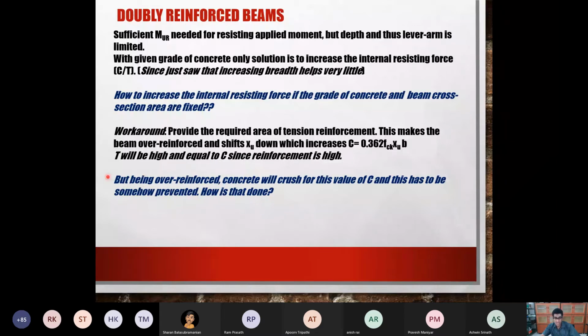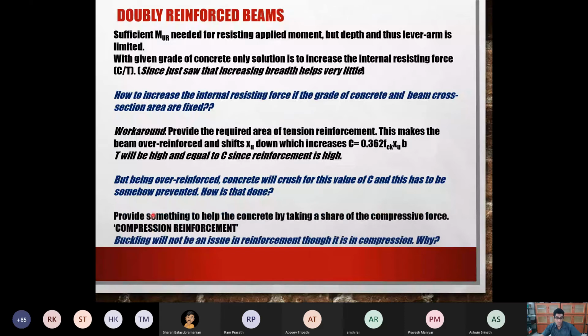But of course, this is an over reinforced beam, and therefore whatever problems are there with an over reinforced beam, they will still be there. For example, the concrete will crush for this value of C, while the steel will not have yielded. Okay, and this has to be somehow prevented. You have to prevent the concrete from crushing.